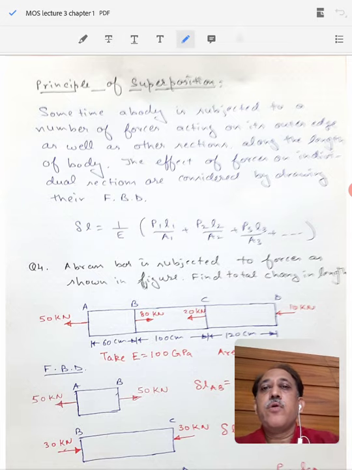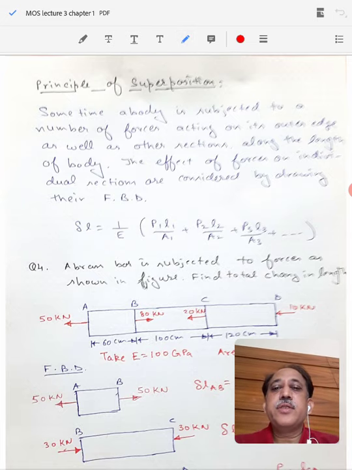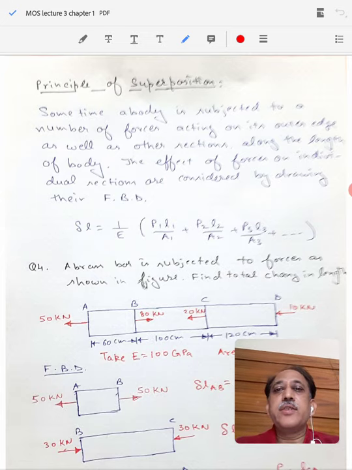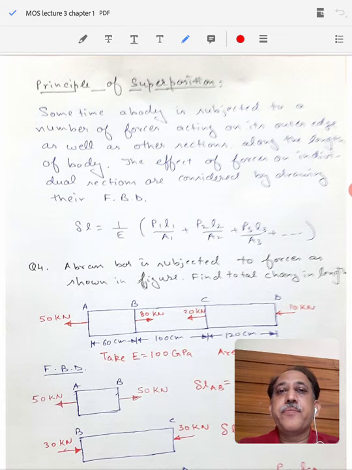Now what happens is that sometimes a body is subjected to a number of forces acting on its outer edge as well as the other sections. In the previous cases that we have considered, we have applied the load at the end of the bar, but it may be possible that at different sections of the bar or machine member, the forces may be acting.